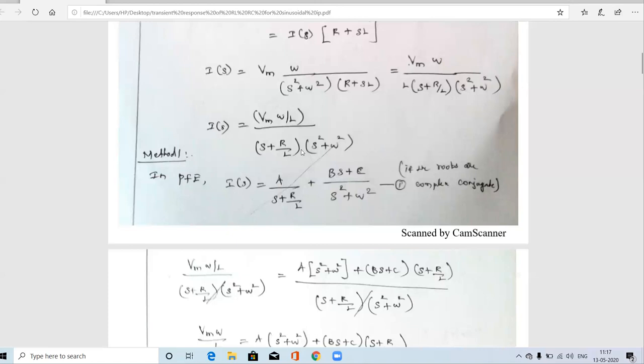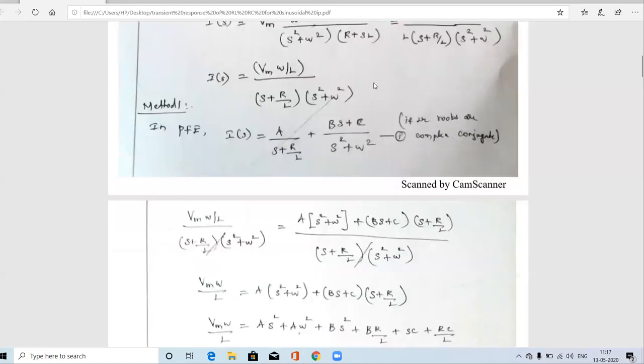Here this root is a real root. s equal to minus R by L is a real root. But s squared plus omega squared means the two roots are complex conjugate roots. If the roots are complex conjugate, how to solve in the Laplace transform? This is the procedure. Okay, let's see how.